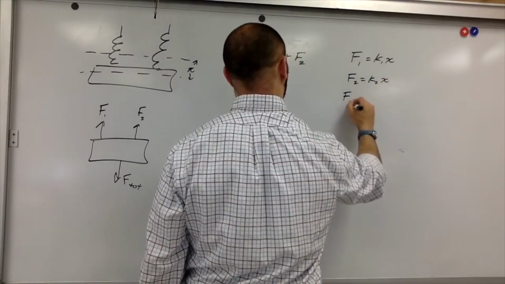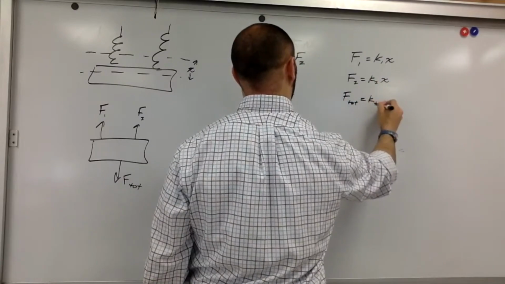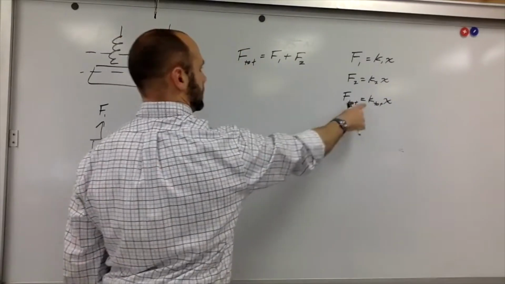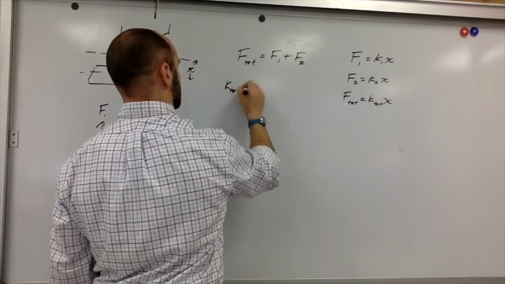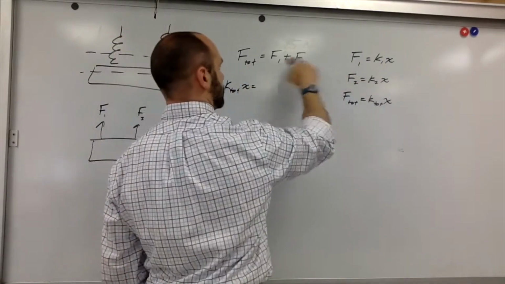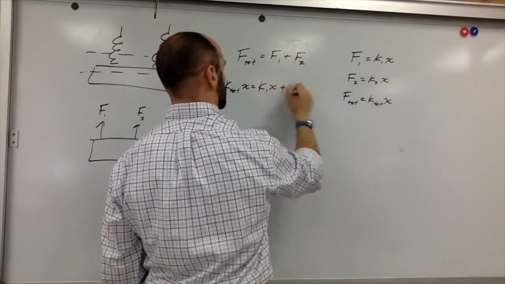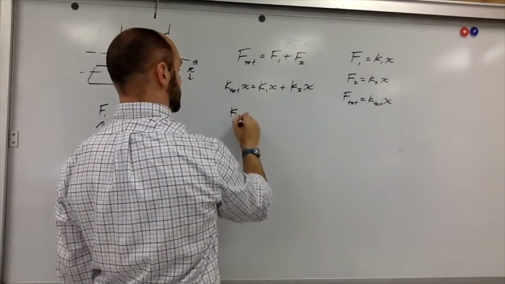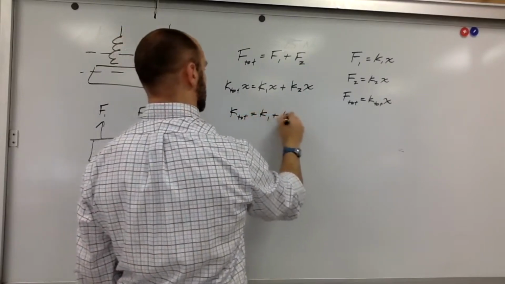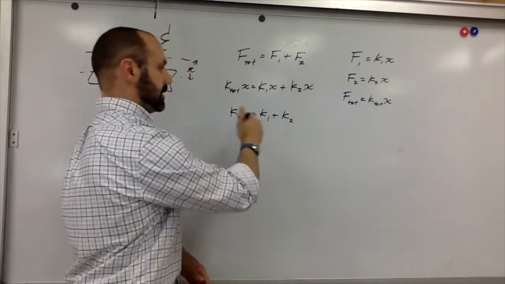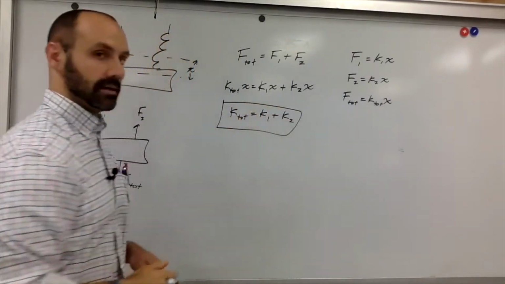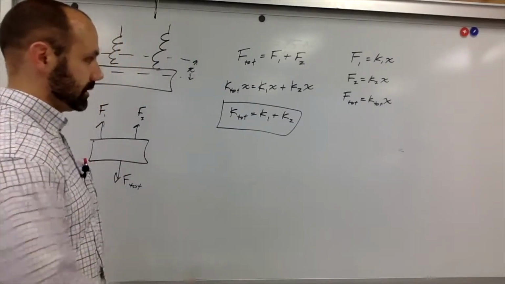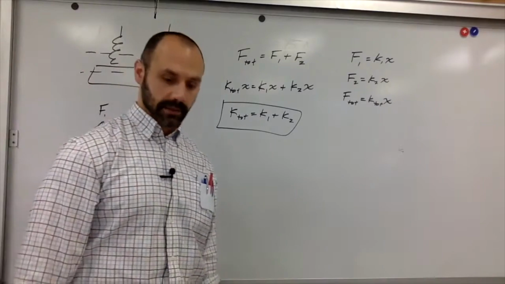And then F total is equal to K total times X. So I can take these and plug them in. So F total is K total times X. That's equal to, F1 is this, K1 times X plus K2 times X. Now I can just divide by X, and I get K total is K1 plus K2. So the effective spring constant when I'm attaching springs in parallel is just the sum of the 2 spring constants from before. So this is another derivation that you might need to know how to do on the test.